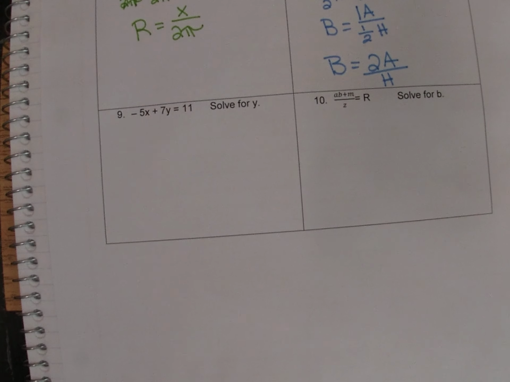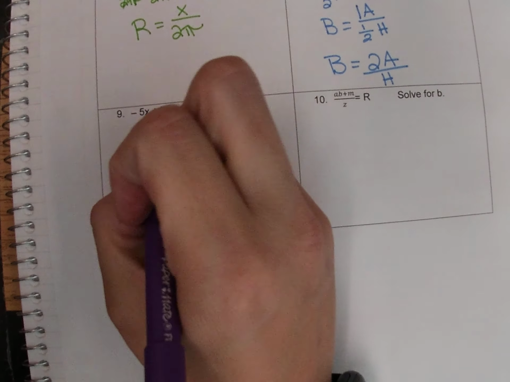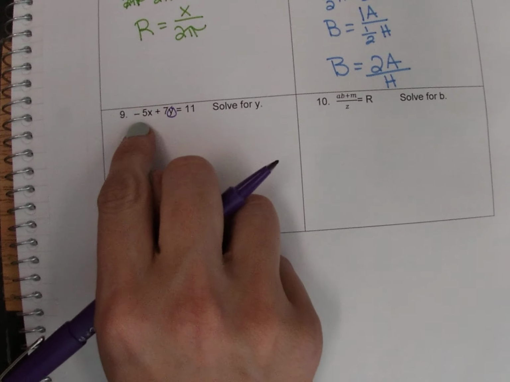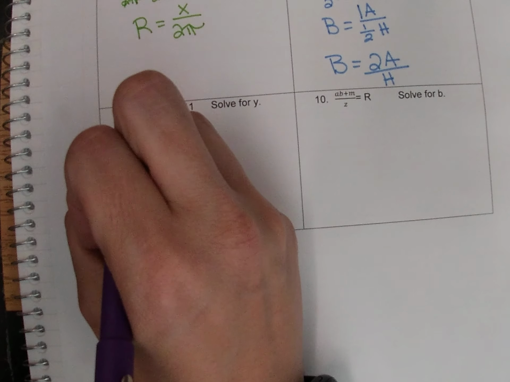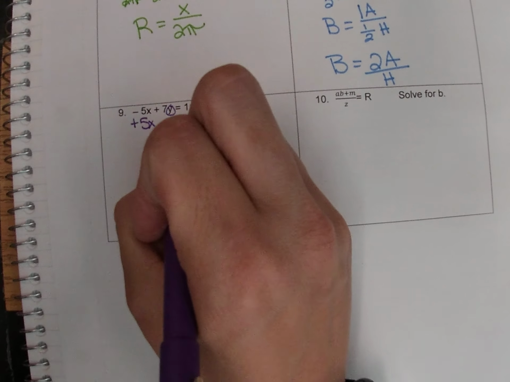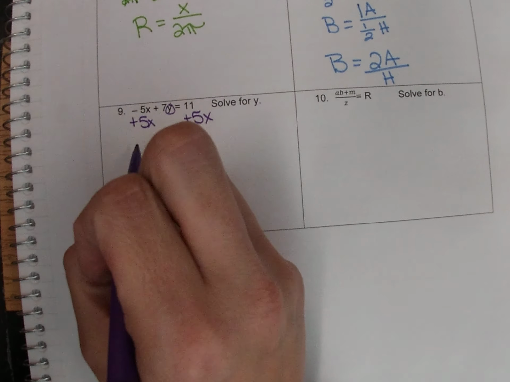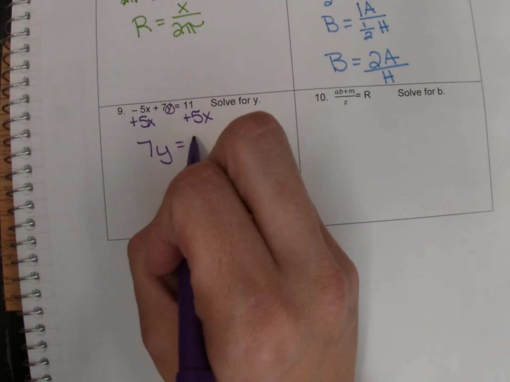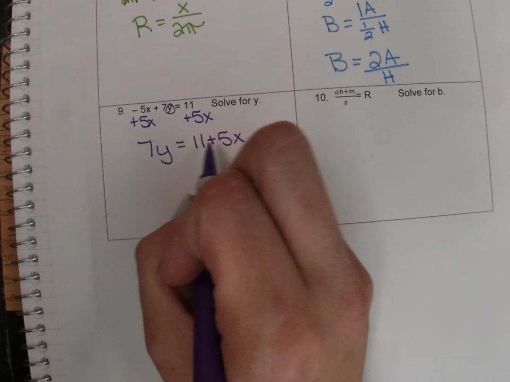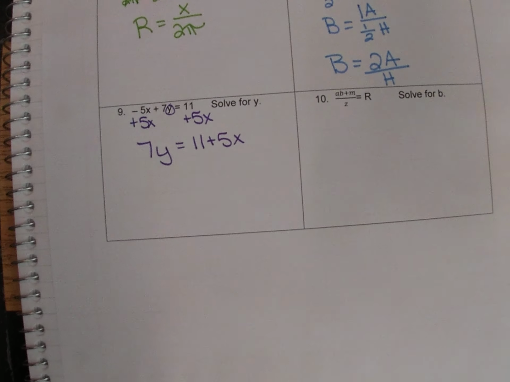Number 9, we are solving for y. If we want to get y by itself, we're going to move this big chunk over here. So we're going to undo a negative 5x by a positive 5x. So we'll get 7y equals 11 plus 5x. These are not like terms. We cannot put them together.